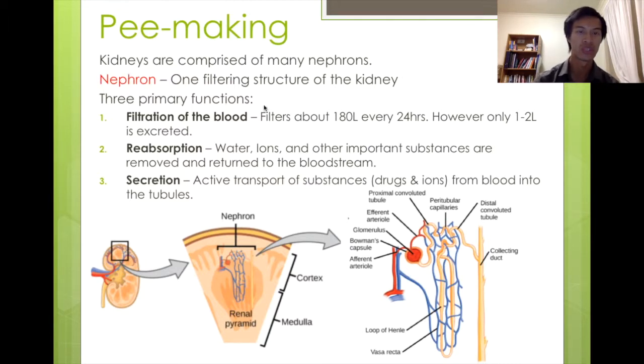The first thing it will do is filter the blood, about 180 liters every 24 hours, but it will only dump about 1 to 2 liters of that, which is the stuff that you actually pee out.